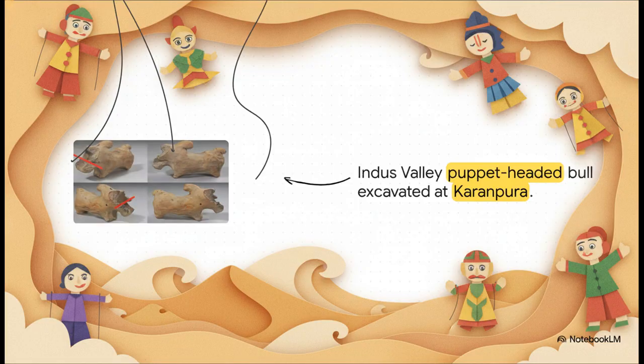This was excavated between 2012 and 2014 at a Sindhu-Saraswati civilization site in Rajasthan. It's literally an Indus Valley puppet-headed bull. Now, the head is missing today, but archaeologists figured out it was designed to be detachable, complete with these two shallow grooves for a string. So the whole concept of puppetry, using mechanics to bring a figure to life, has literally been fascinating us for millennia.